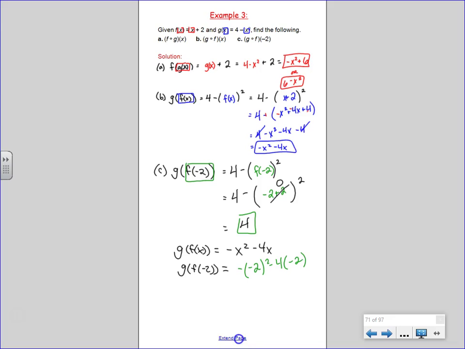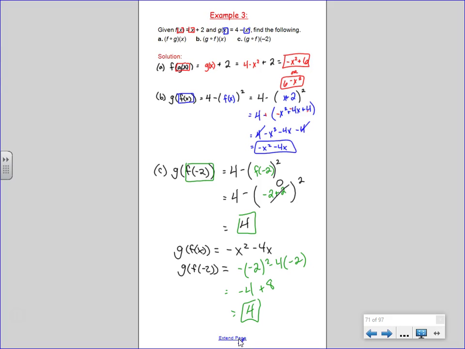We would have ended up with, some of you might have made this mistake, negative 2 squared is positive 4, times a negative, negative 4. Negative 4 times negative 2 is a positive 8. Do they both end up with the same answer? Yes. Two different ways of doing the same thing.